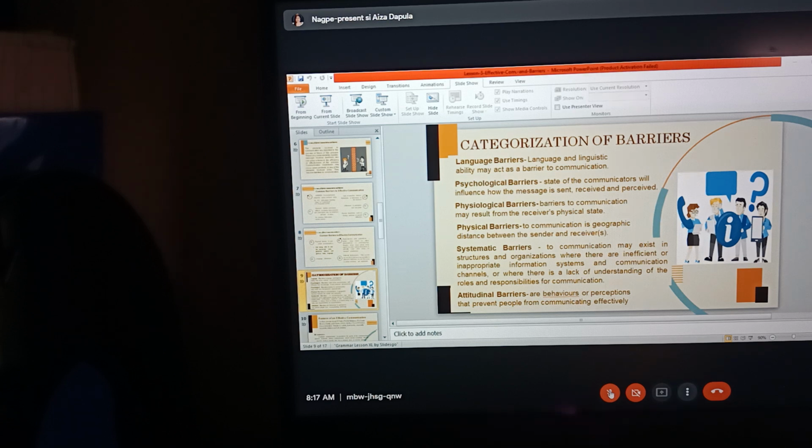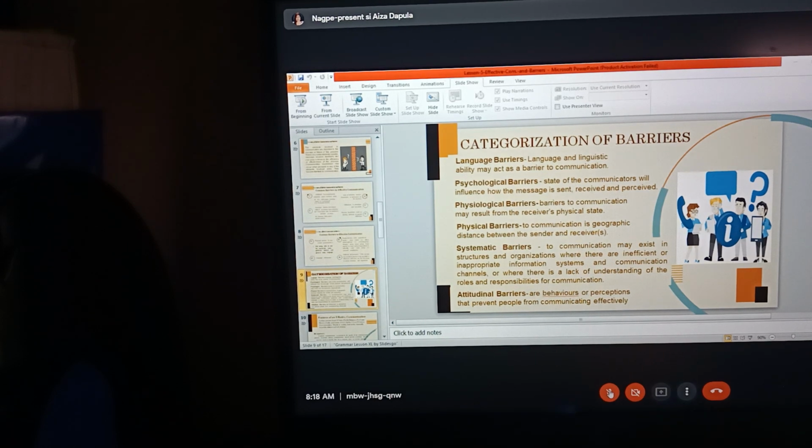Systematic barriers are also a big part of the impact of miscommunication. If you apply for a job and get hired, and then the company doesn't tell you what your position is, can the employee or staff do his or her work? No, of course not. The staff can do nothing, because he doesn't know what to do. So both the sender and the receiver can be part of the miscommunication. They should know the rules in the communication process.